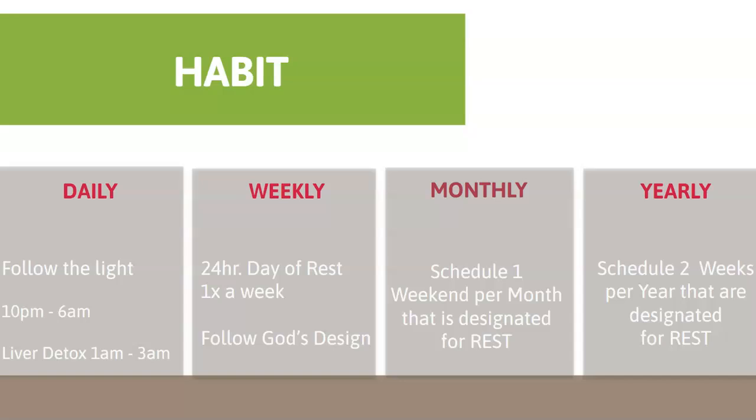And then monthly, is there one weekend per month that you really don't have anything planned? You don't have a lot of events going, or sports, to where you as a family and you personally can take a break and take a rest. And then yearly, are there 2 weeks per year? Usually every 6 months, people need a full week of rest. Is there 2 weeks per year that you designate towards rest? That's habit. That's setting a routine or a lifestyle of rest that's following God's design for our bodies to be alternating between work and rest in a rhythmic pattern.